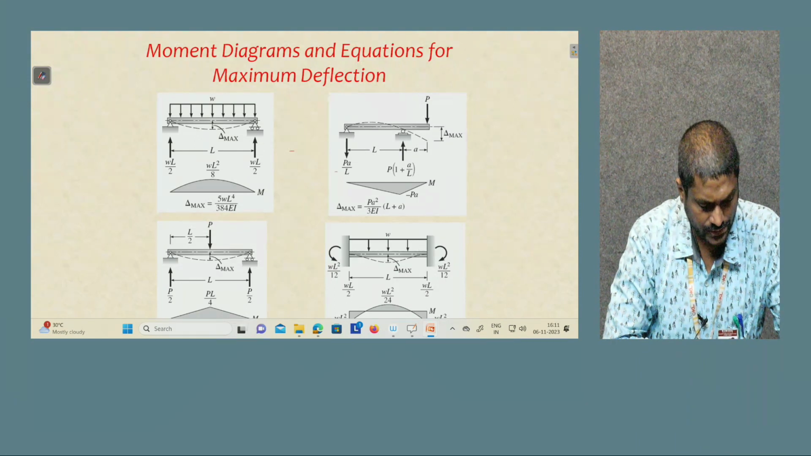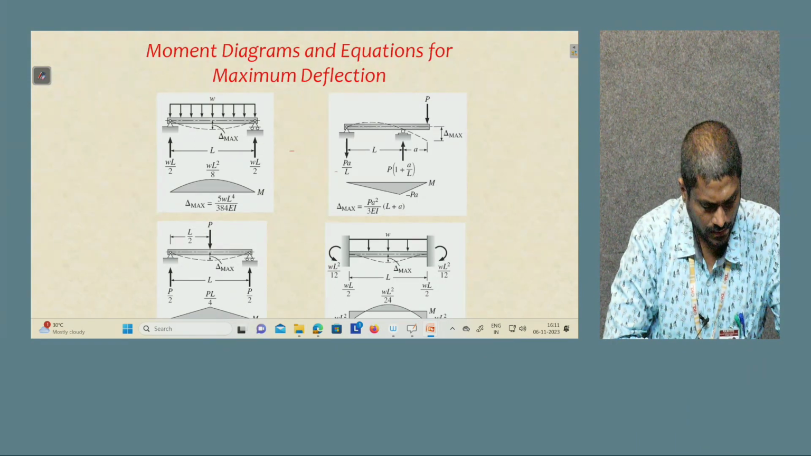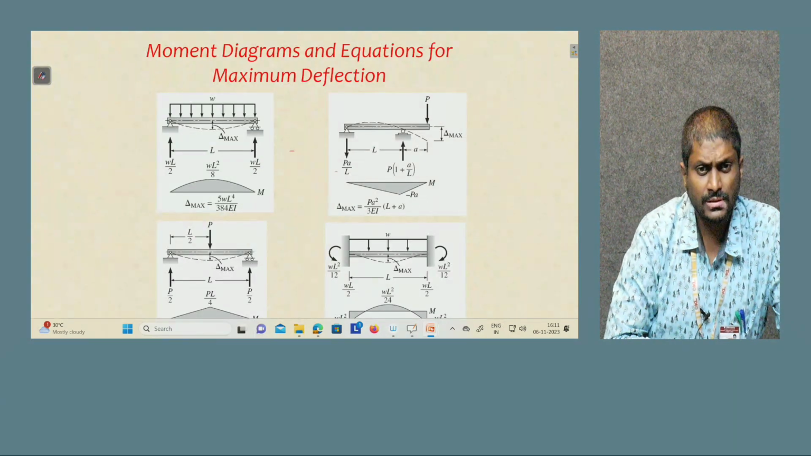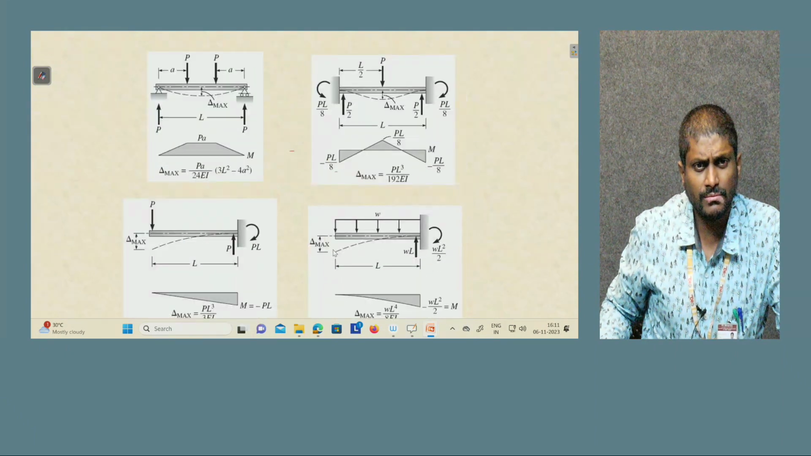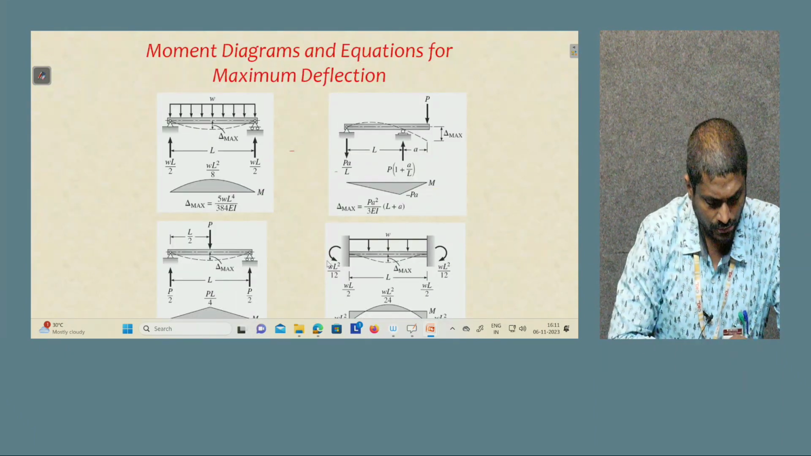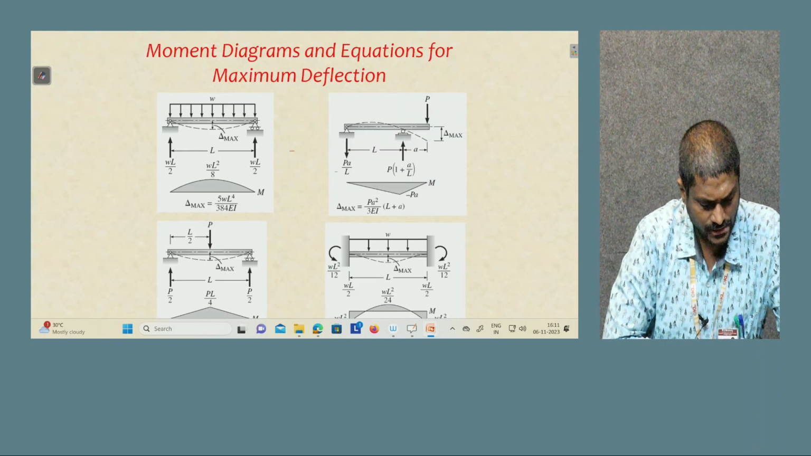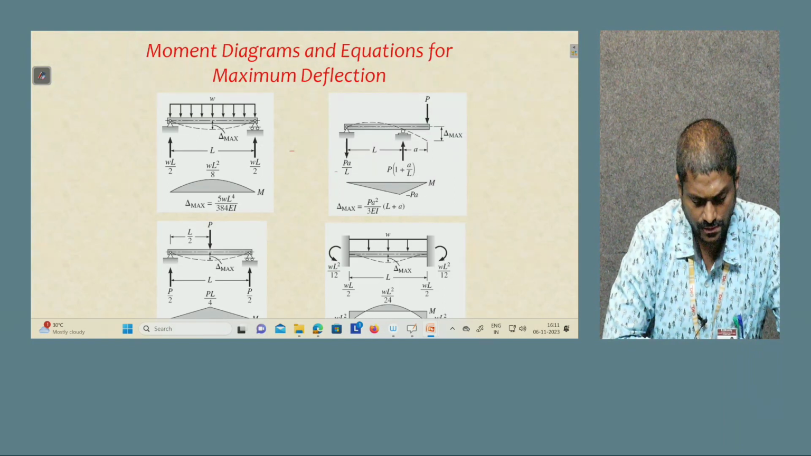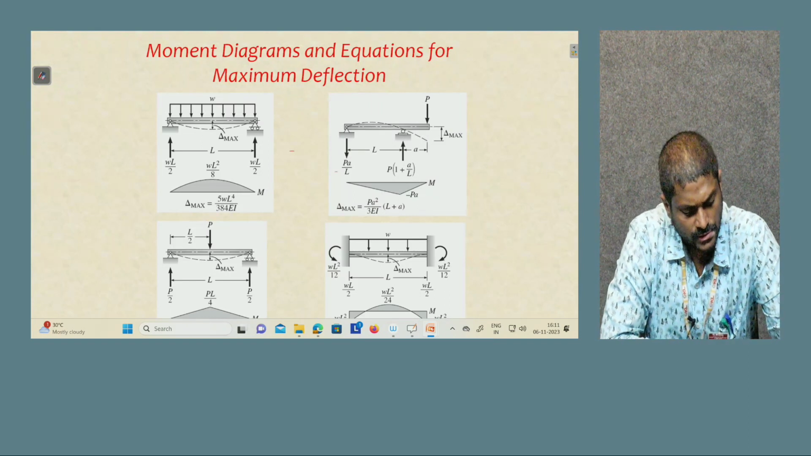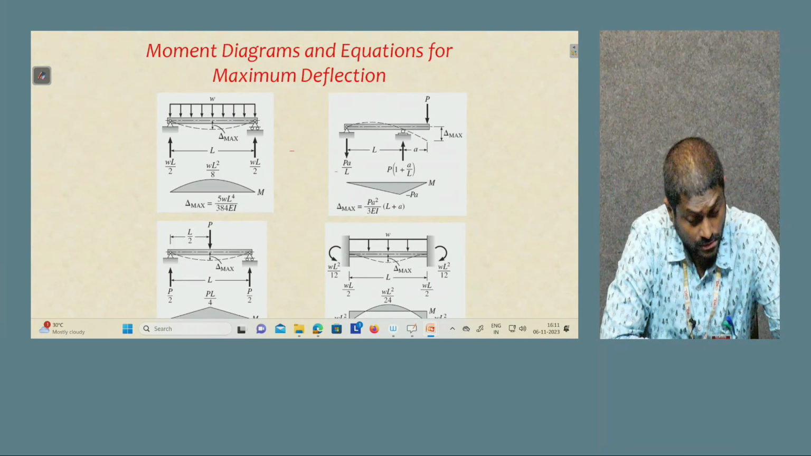When you have a simply supported beam with a center point load, the reactions are P by 2 and the bending moment diagram is PL by 4, whereas the deflection value is PL to the power of 3 by 48 EI. Yeah, 48 EI, because it is 16 EI for the cantilever beam with a 24 EI. This is for simply supported, PL cube divided by 48 EI.